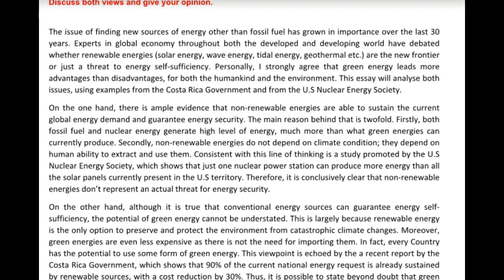Personally, I strongly agree that green energy leads to more advantages and disadvantages, both for the humankind and the environment. Assess will analyze both issues using examples from the Costa Rica government and from the U.S. Nuclear Energy Society. Sorry. Great, it's lovely, and I liked a lot of it, especially this about energy self-sufficiency.